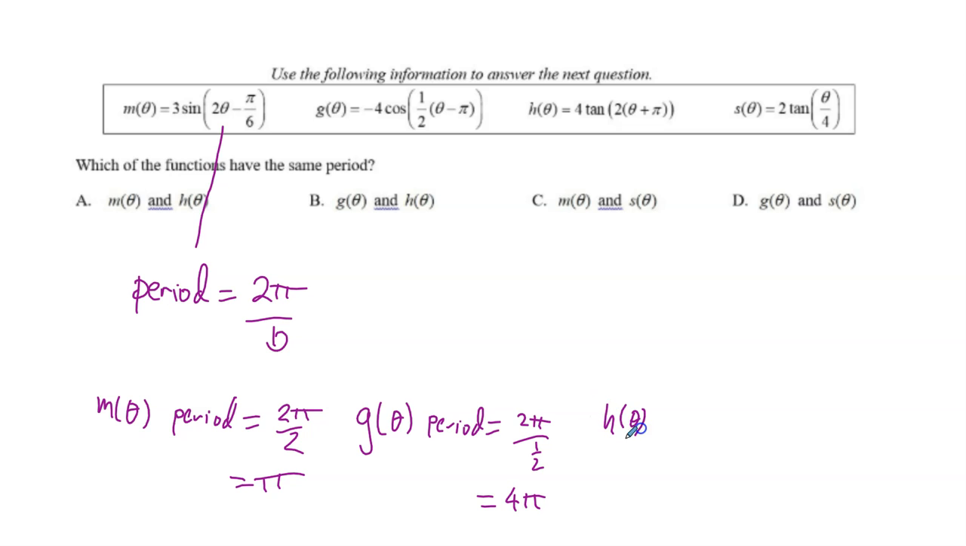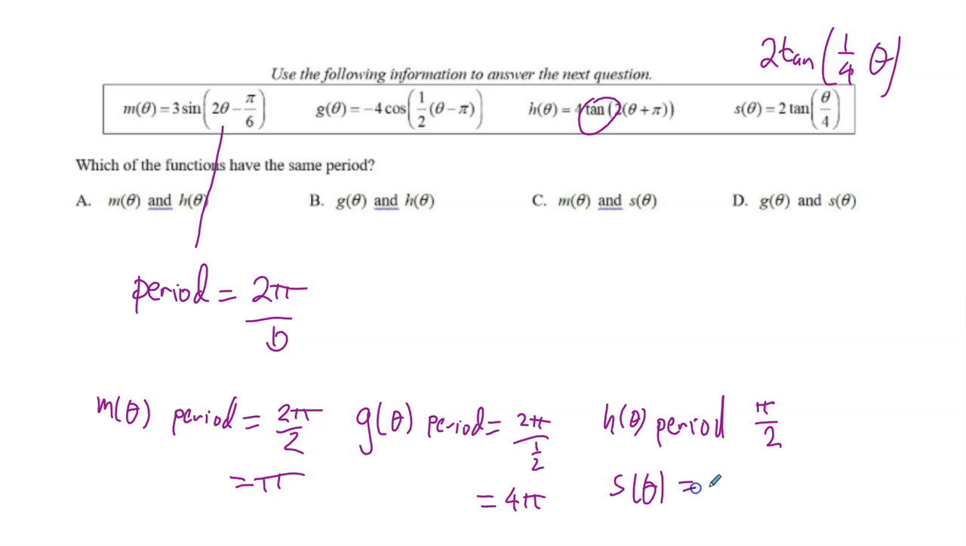For h of theta, now this is a tan function. The period of tan is pi, so this will be pi over 2. And again for tan, now this is 2 tan 1/4 theta. So for s of theta, the period will be pi over 1/4, which is 4 pi.